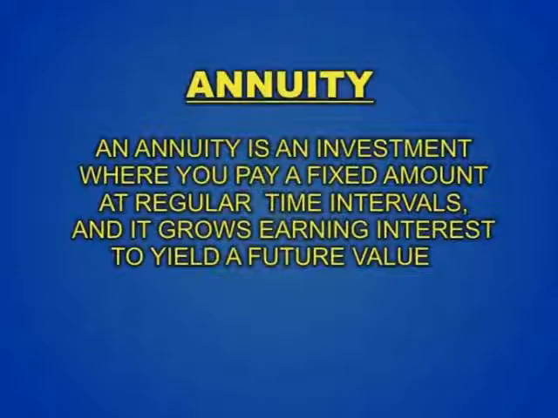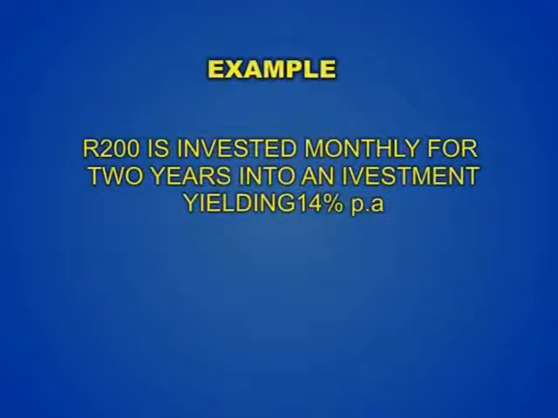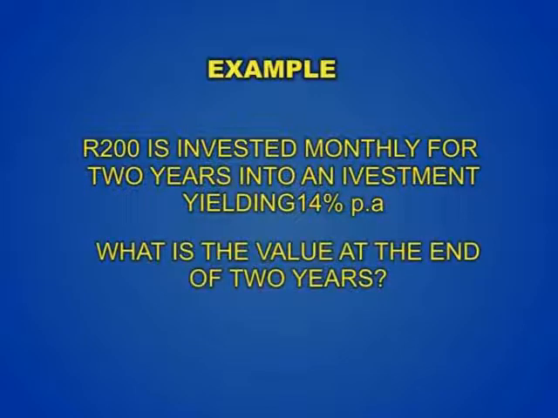Let us begin by taking a look at a basic definition of an annuity. An annuity is an investment whereby you pay a fixed amount at regular time intervals into the investment and it grows, earning interest to yield a future value. Let us use an example to illustrate. 200 Rand is invested monthly at 14% per annum for 2 years. What will its value at maturity be, or its future value?